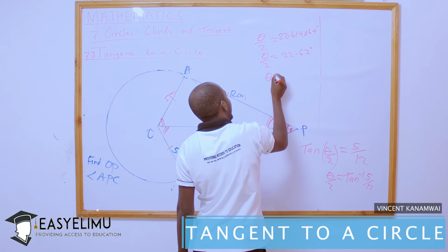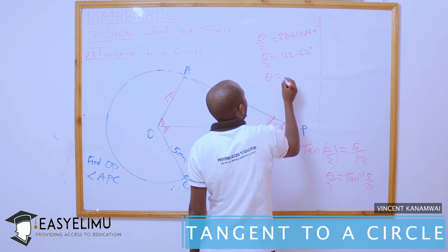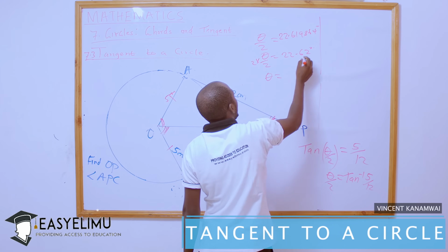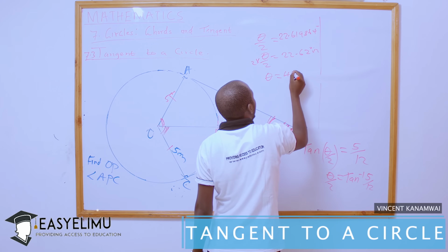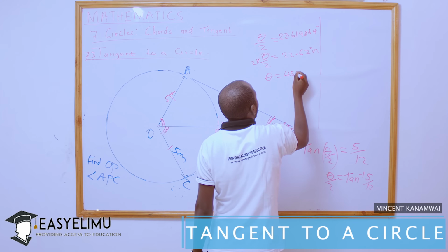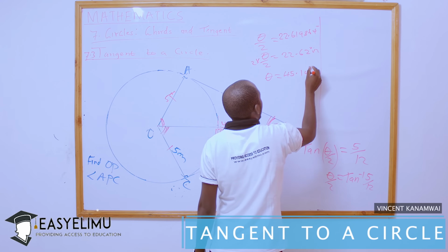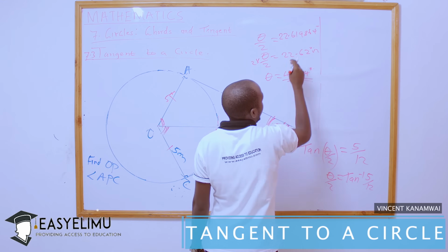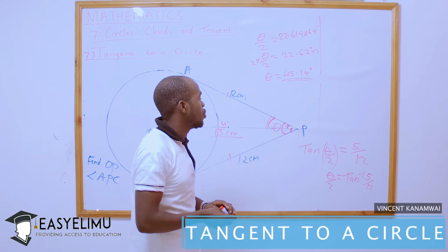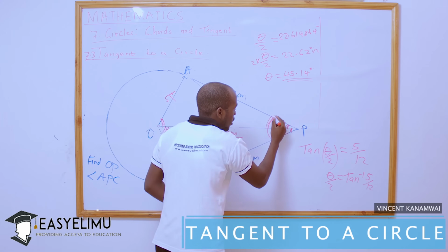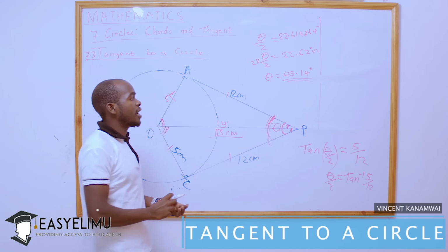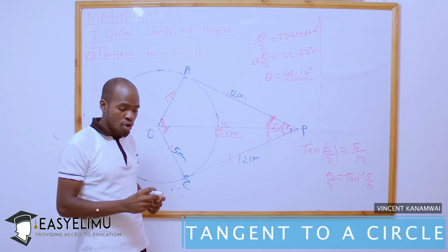To get theta, which I require, I multiply both sides by 2 to get 45.14 degrees. So the angle theta there is equal to 45.14 degrees.